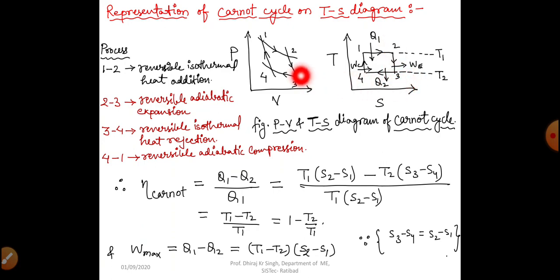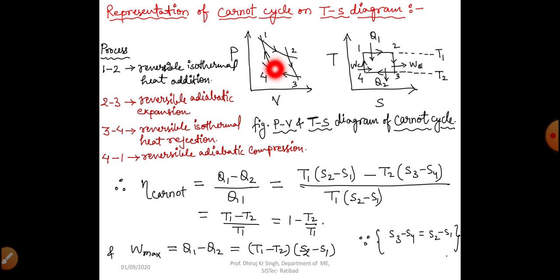Then again we can see process 3 to 4. Process 3 to 4 is our reversible isothermal heat rejection process. Q2 heat is rejected from here. We had discussed in the entropy class that if we reject heat from any process reversibly, then the entropy of the system will decrease. So here we can see that entropy is decreasing.